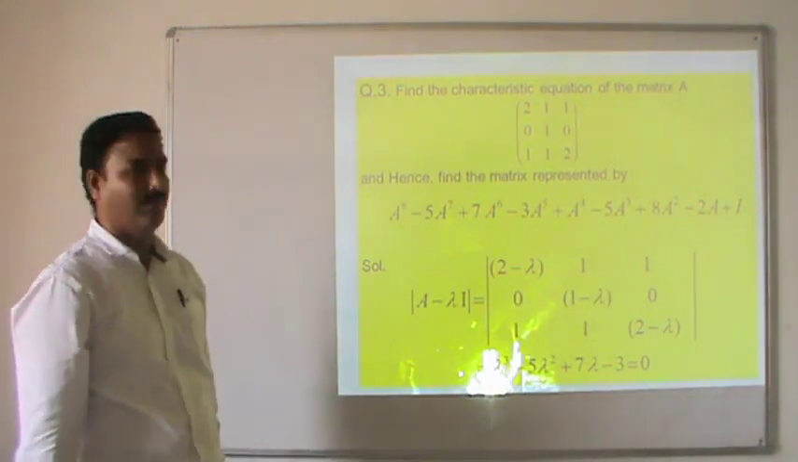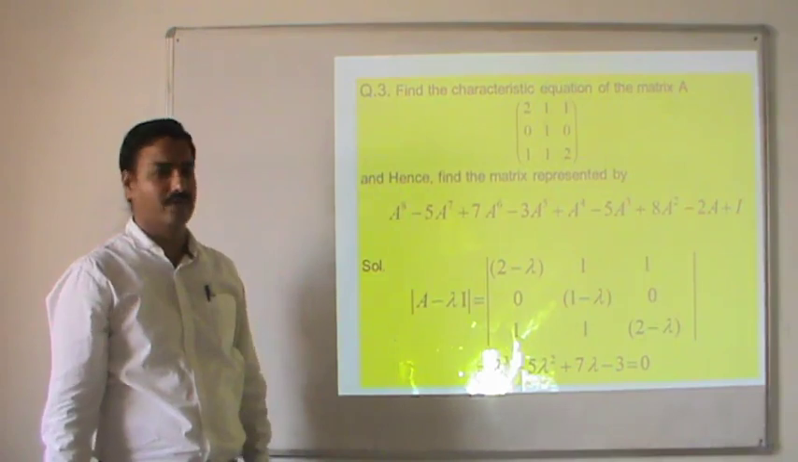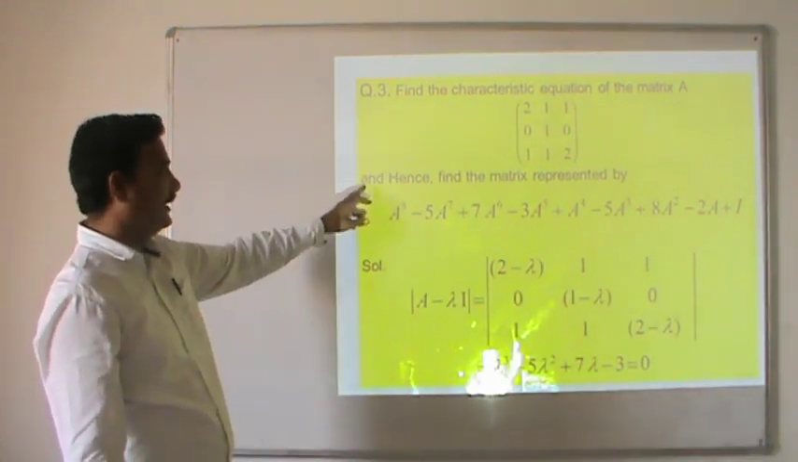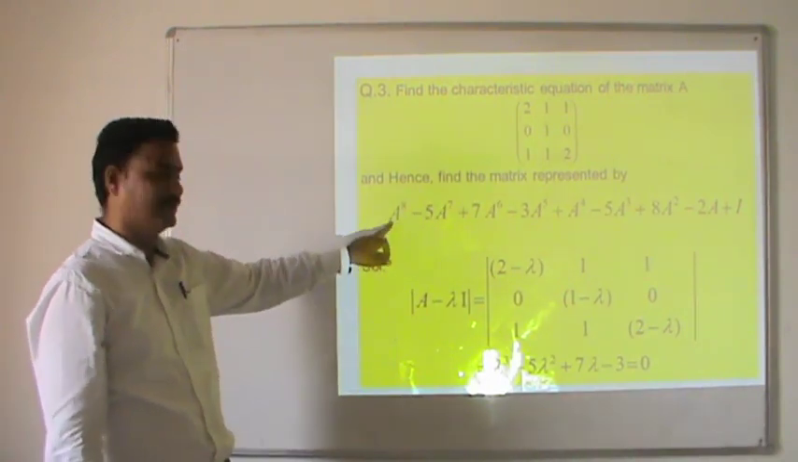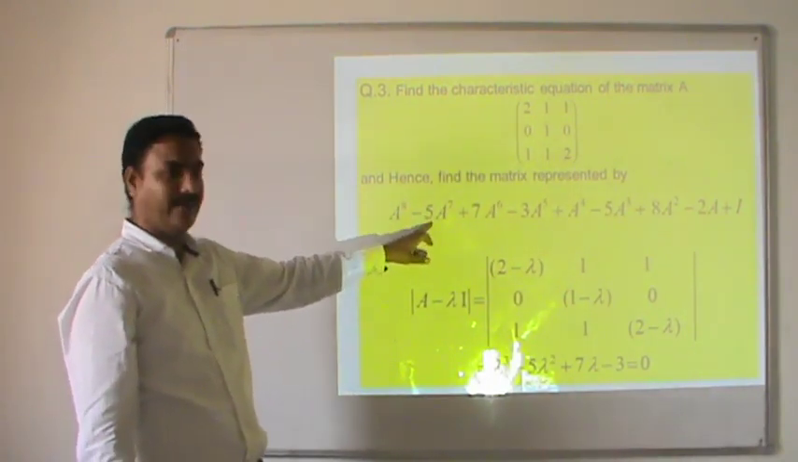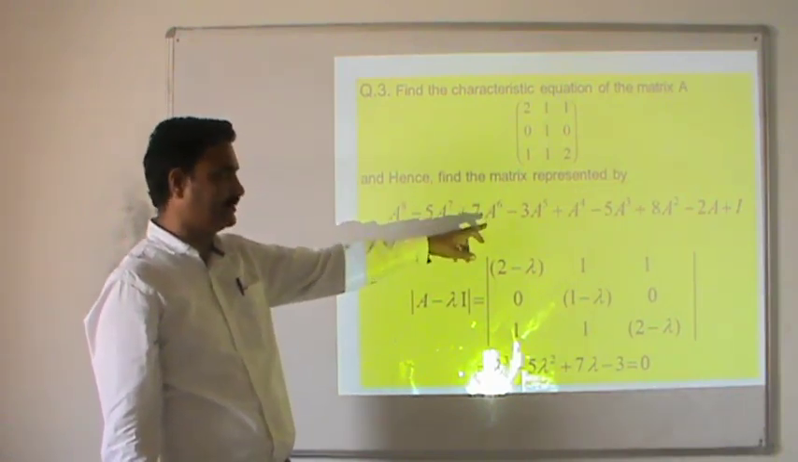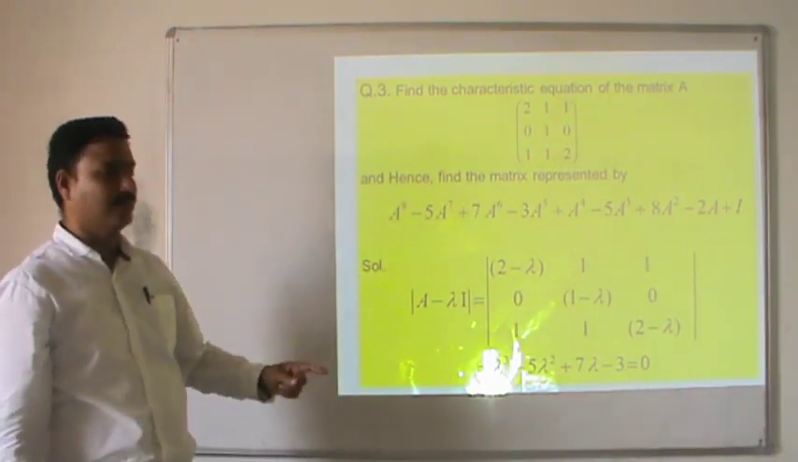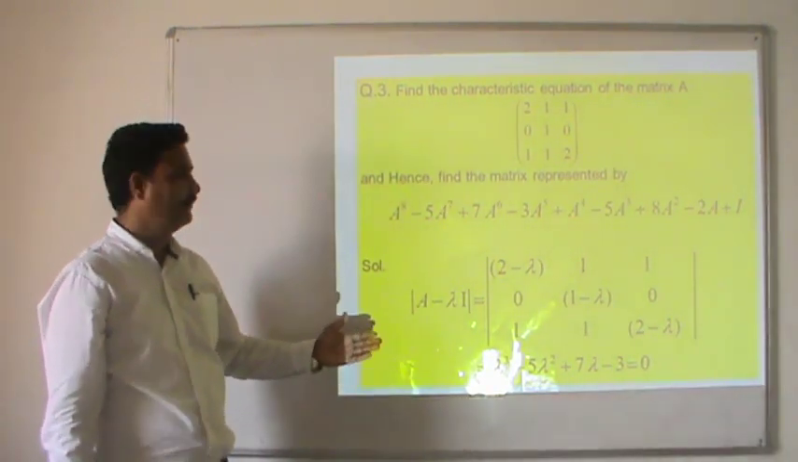This is one problem which is based on the Cayley-Hamilton theorem. Find the characteristic equation of matrix A and hence find the matrix represented by this huge expression: A raised to power 8 minus 5 times A raised to power 7, plus 7 times A to the power 6, minus 3 times A to the power 5, plus A to the power 4, minus 5 A cube, plus 8 A square, minus 2 A, plus I.